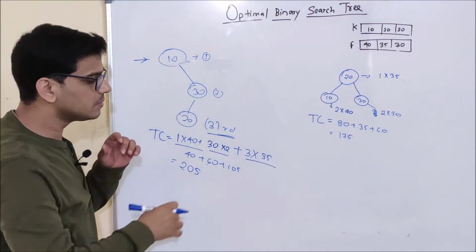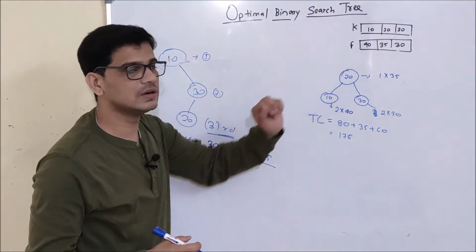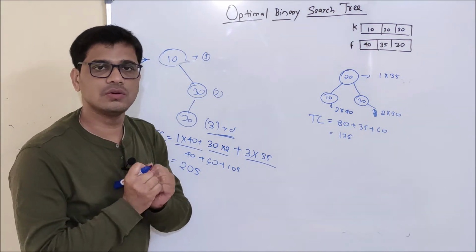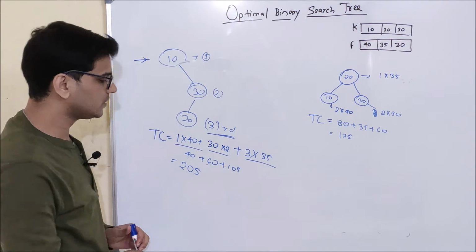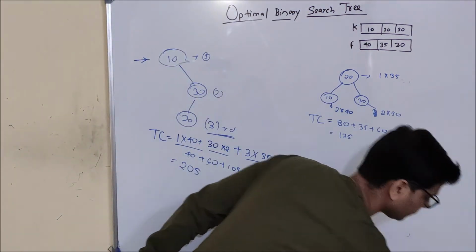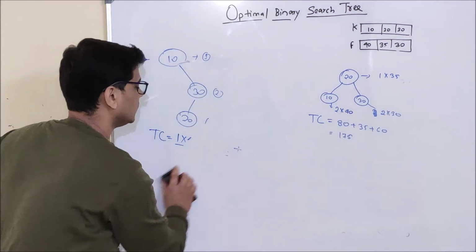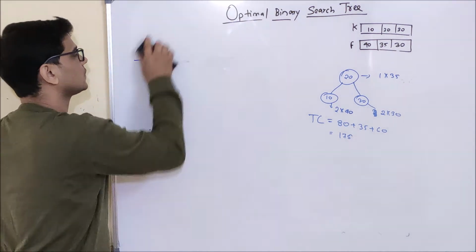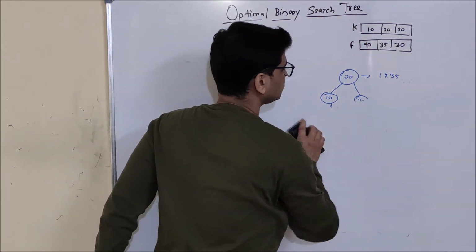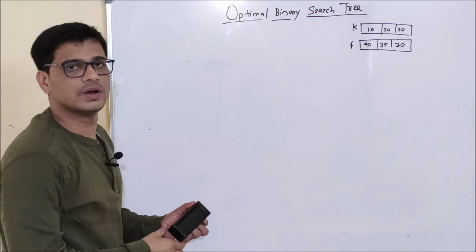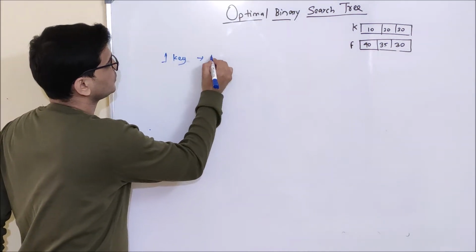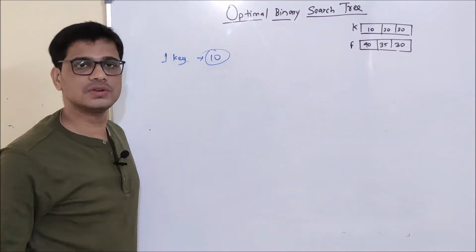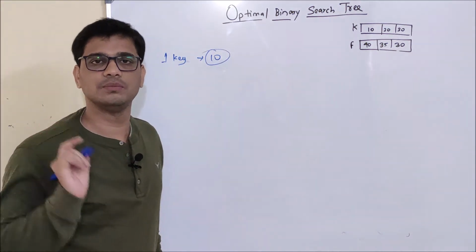So basically, given a set of keys and frequency related to it, we need to construct an optimal BST. This is our question. You may be thinking, what is the problem here? Let's see. Suppose you have one key and that key is 10. How many BSTs can you construct? You can construct only one BST.